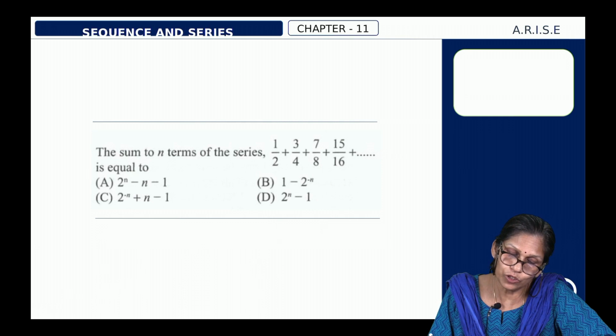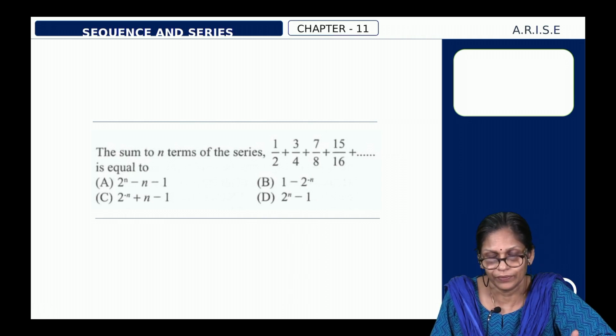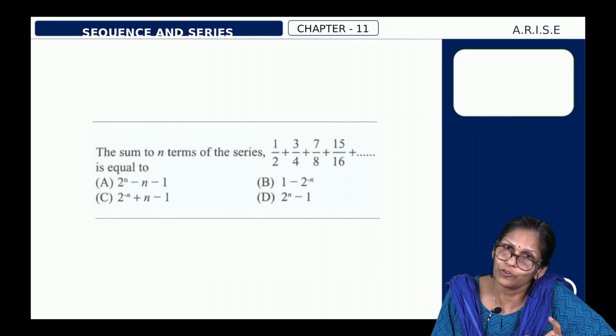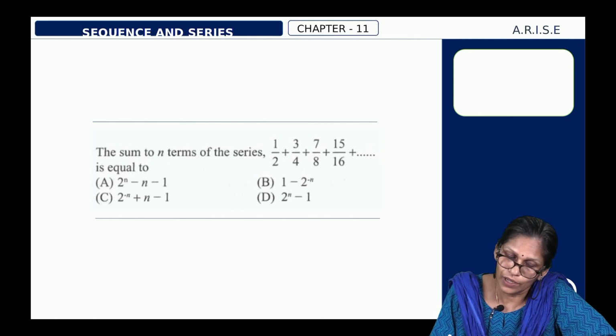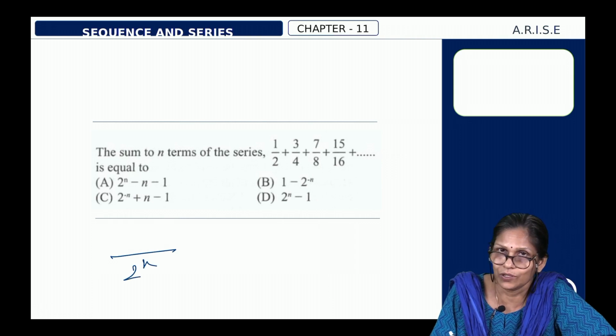Now, the sum to n terms of 1 by 2 plus 3 by 4 plus 7 by 8 plus 15 by 16 and so on. Let me tell you two ways of doing it. First of all, the direct way, you have to write down the general term. General term denominator will be 2 raised to n, 2 raised to 1, 2 raised to 2.